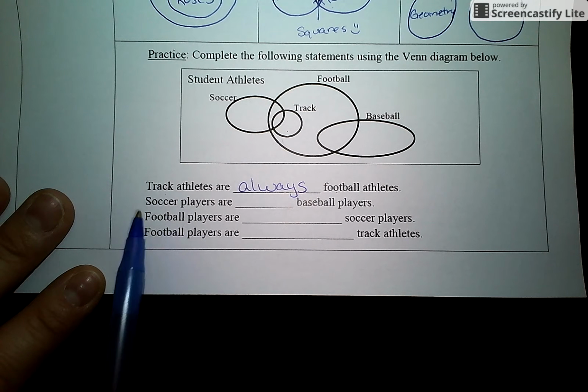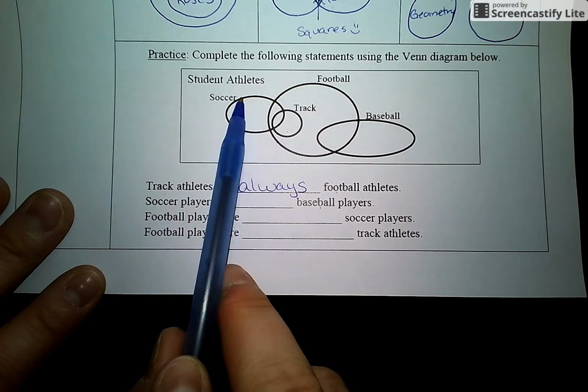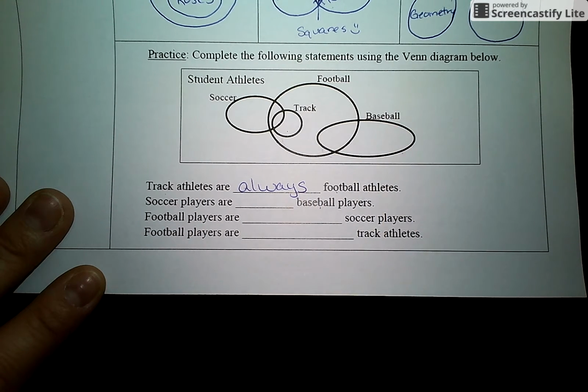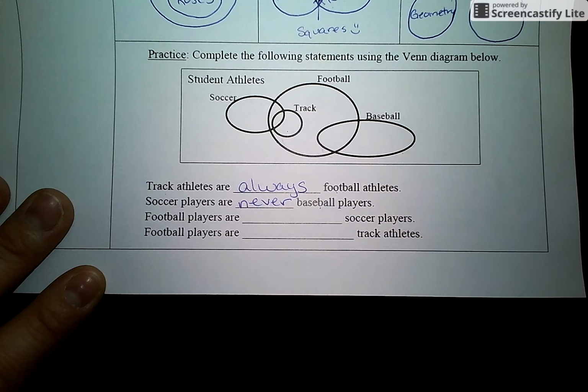Our next comparison is soccer and baseball. Soccer on the left is completely separate from baseball on the right. There is no overlap between the two. Therefore, soccer players are never baseball players.